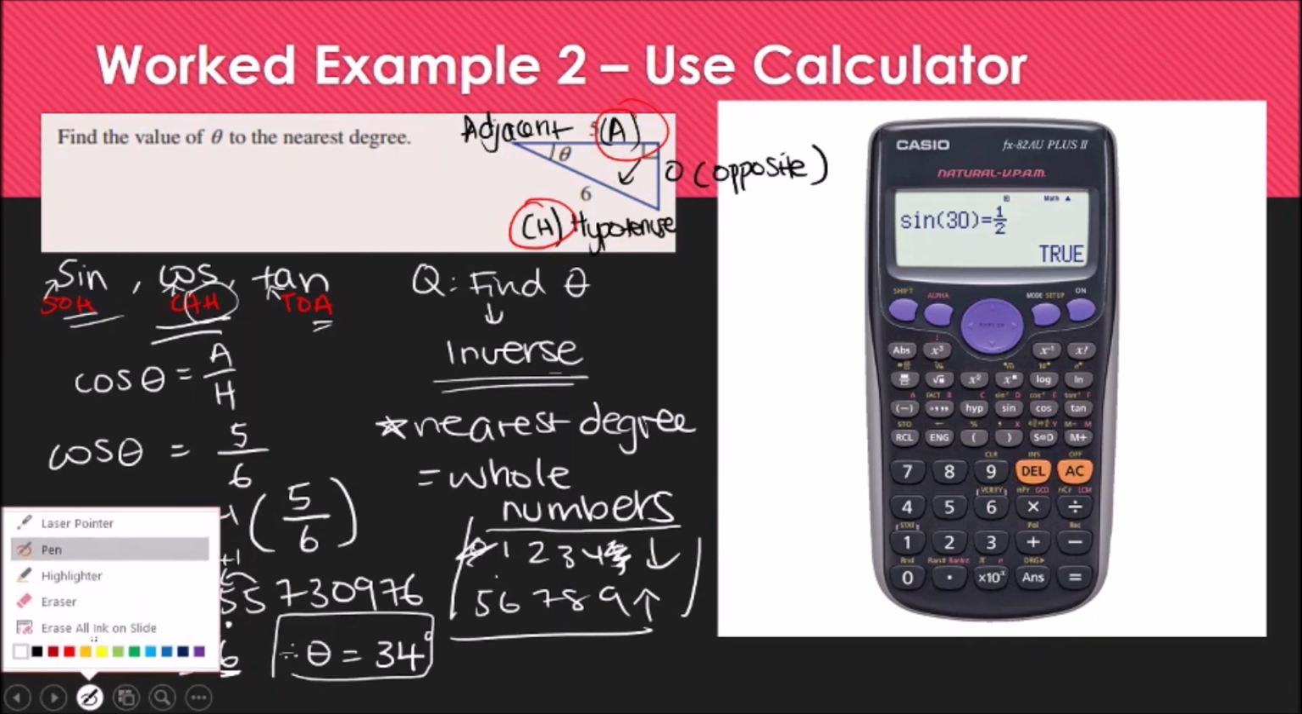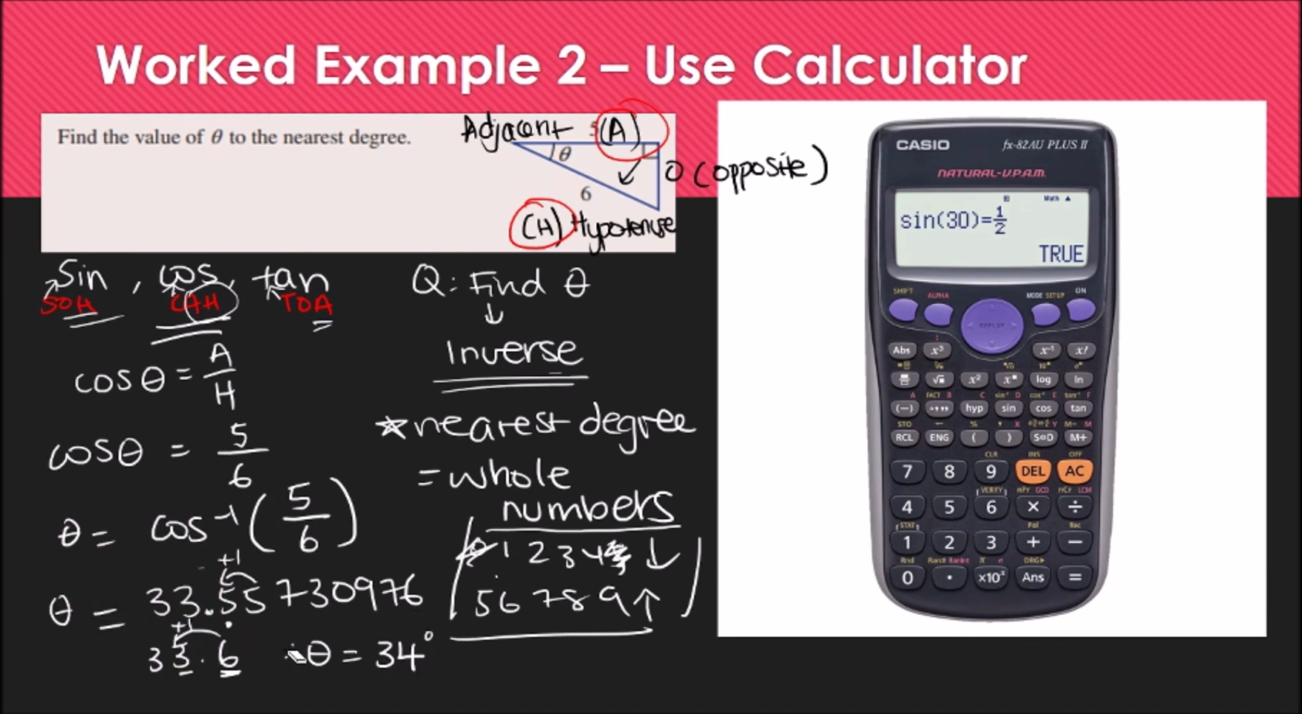And I might just erase that line there. Oh, yep, there we are. All right, so hopefully that helps. If you need more clarity on how to use your calculator, just let your teacher know.